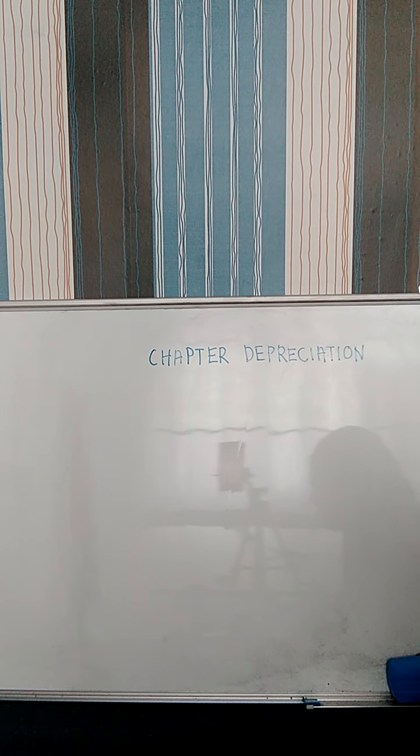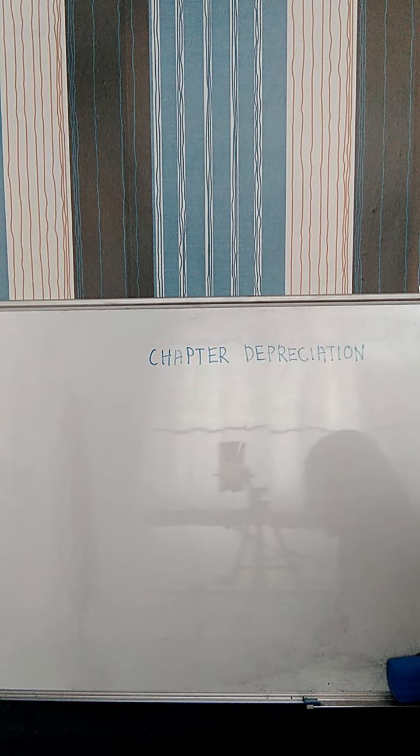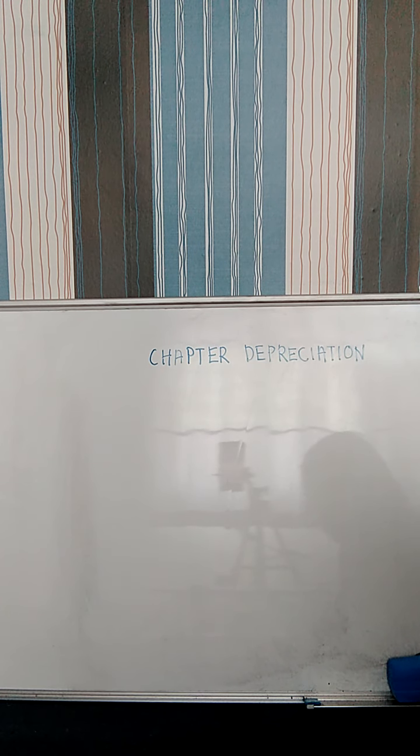Okay, hello class. Today we continue to chapter depreciation. At the end of this chapter, students should be able to explain the meaning of depreciation. What is depreciation? Susut nilai. And then to explain the difference in the depreciation method. We have three methods for the depreciation, and to compute annual depreciation, accumulated depreciation, and the book value, and to construct a depreciation schedule.